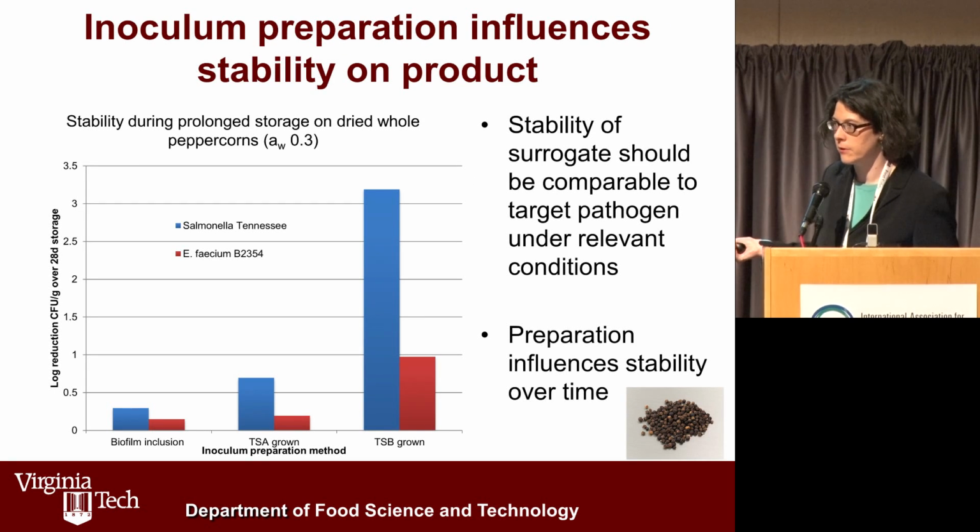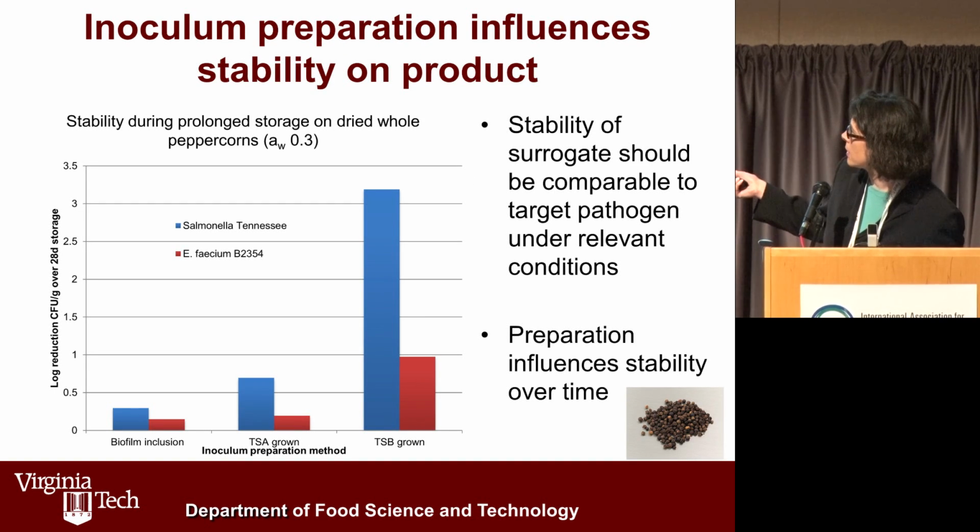So this is data for whole peppercorns that are exposed to saturated steam processing for 92 seconds. And this first set, this biofilm inclusion here, means that the organisms are allowed to become part of a native biofilm where they're adherent to other cells. Black peppercorn has about 8 logs of other bacteria on there, so we don't know who exactly they're interacting with. We just know that there's lots of them there.